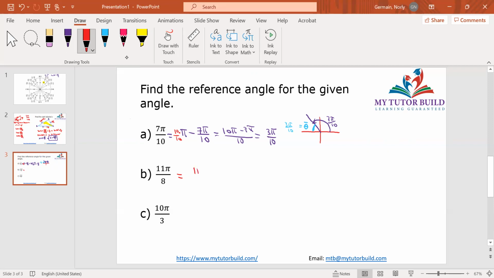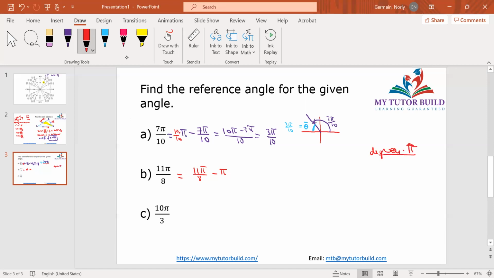What we can do is take 11 pi over 8. Because it's greater than pi, instead of subtracting it from pi, I would subtract pi from it. We are closer to the negative x-axis than the positive x-axis. 11 pi over 8 is approximately 245 degrees, which is in the third quadrant. Feel free to convert degrees to radians if you want.